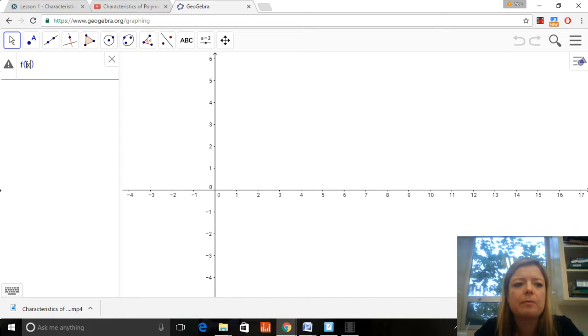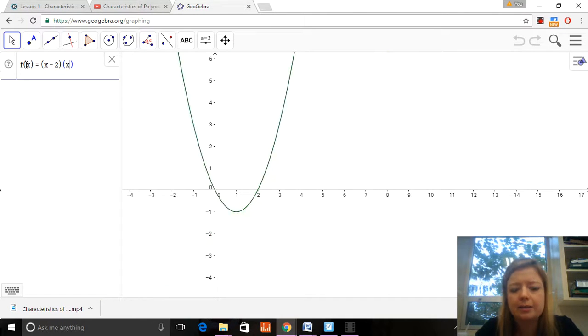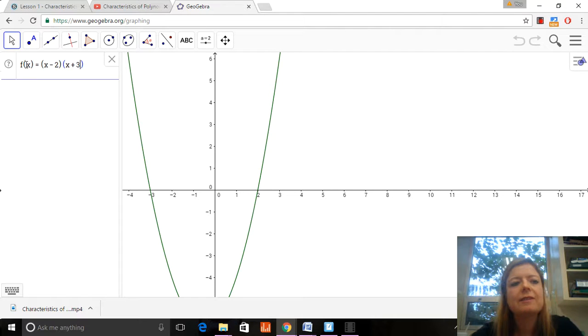And the factored form, so let's say we have f of x equals x minus 2 by x plus 3. This gives us a quadratic function. We know it's quadratic because when we expand, x times x would be x squared, so the function has a degree of 2. We are also able to see the zeros, or the x-intercepts, because if we set f of x equal to 0, then x minus 2 would have to be 0, so x would be 2, because 2 minus 2 is 0. So that means (2, 0) is a coordinate on the quadratic.